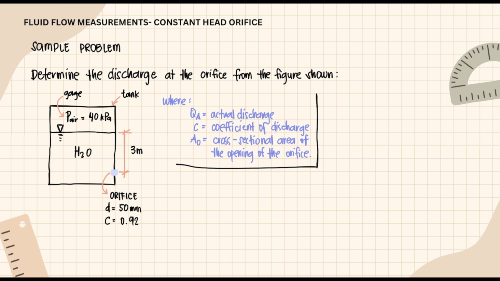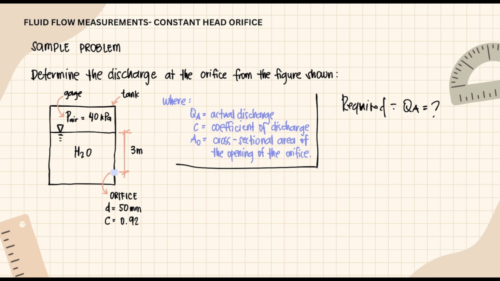As you can see in the figure, there is a reservoir. This is a tank filled with water. The tank is under pressure, or there is an input air pressure or gauge pressure of 40 kilopascals. The head of the water from the orifice situated below the tank up to the liquid surface is 3 meters. Assuming that this head is constant and that there is a continuous supply in the tank, the required is to determine the flow rate or Q.